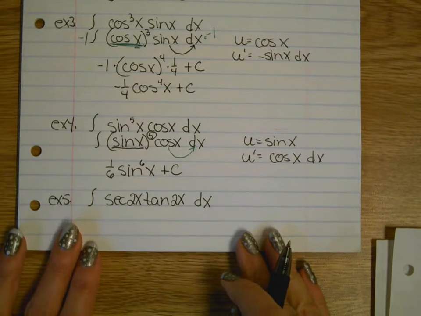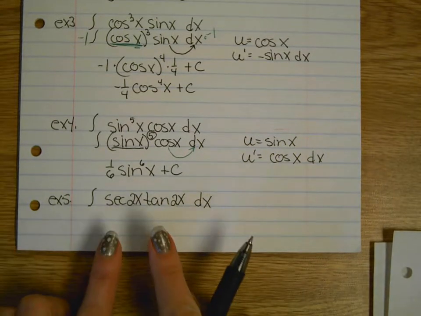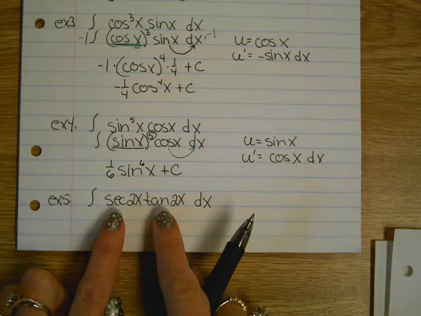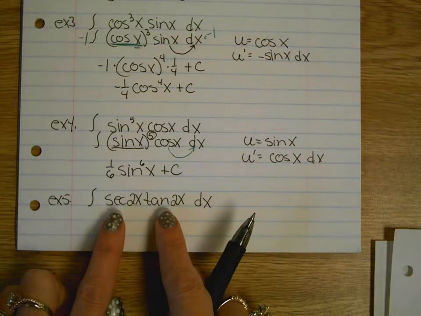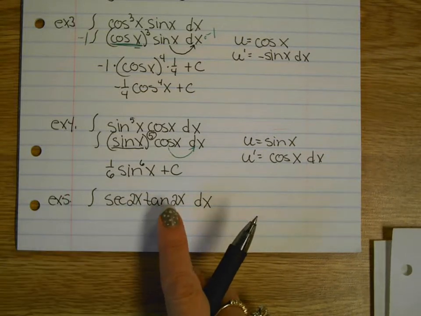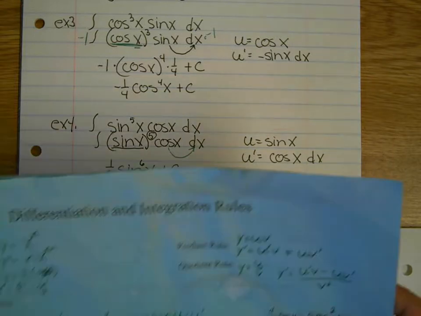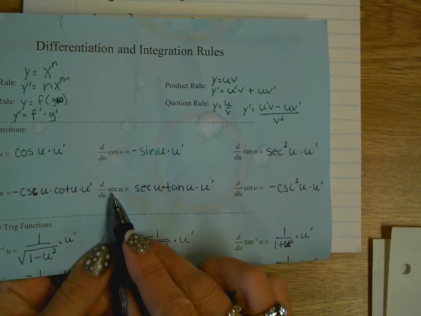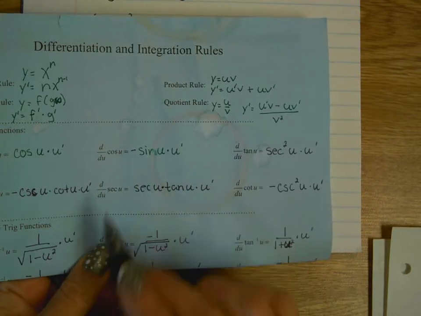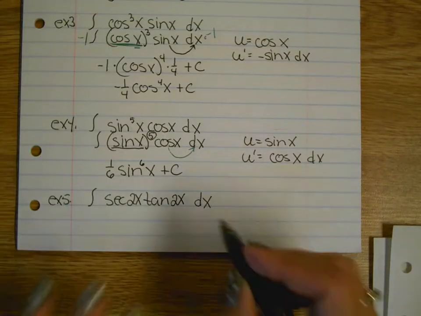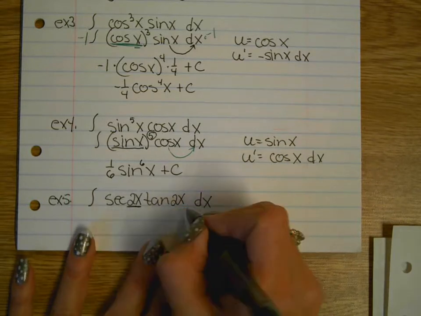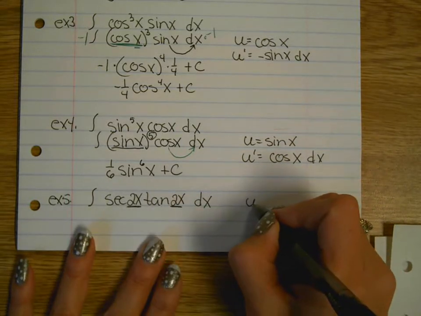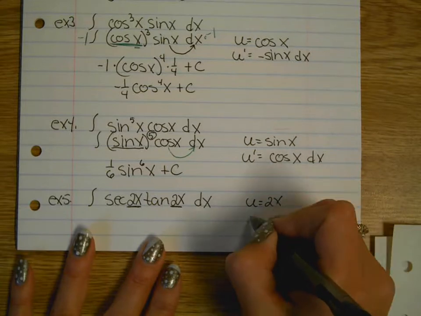Well, if you look at your derivative sheet, is there something that has secant times tangent as its derivative? Secant times tangent as its derivative is secant. So the antiderivative of this goes back to secant. But I do have an inside. So the angle is my inside. So the u is 2x.